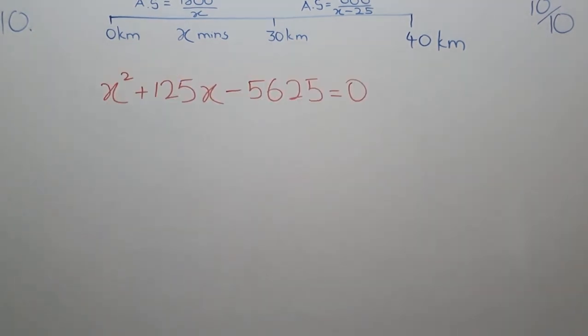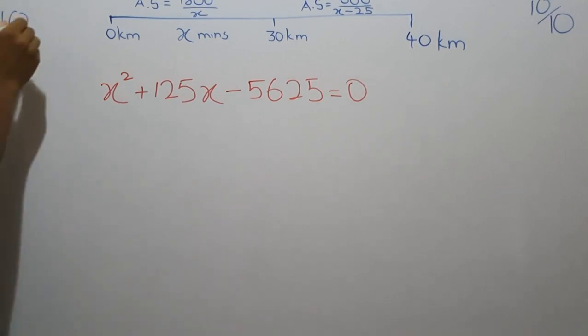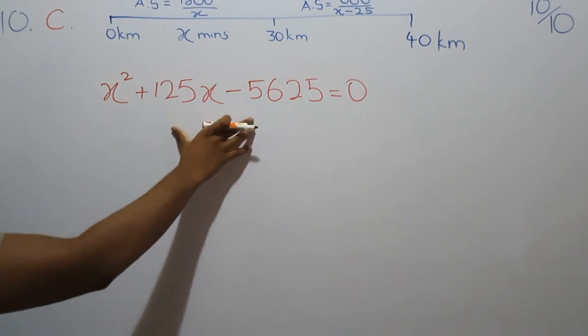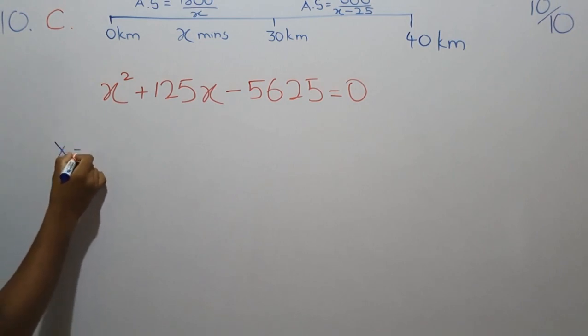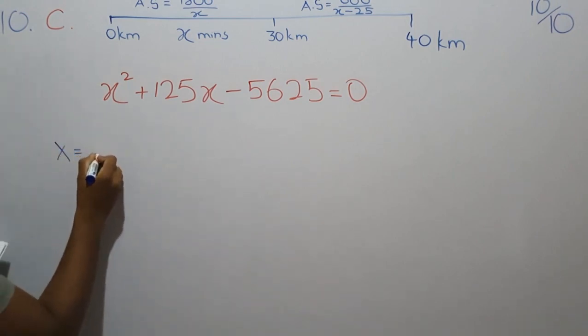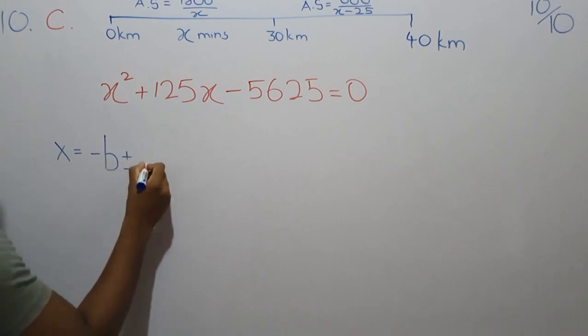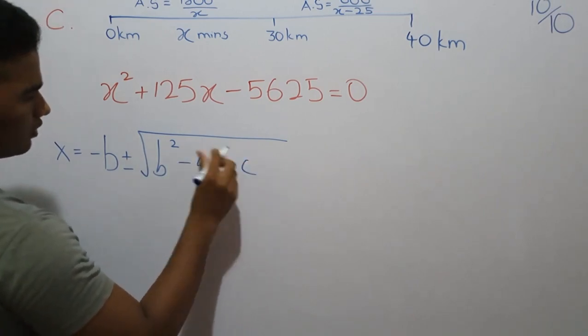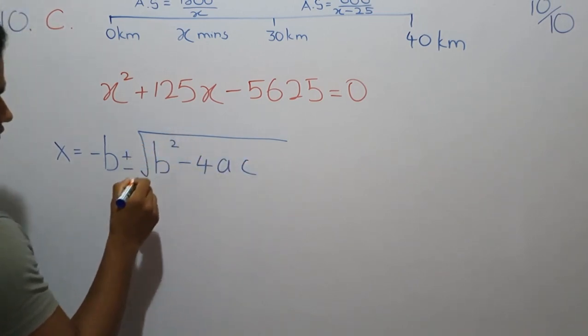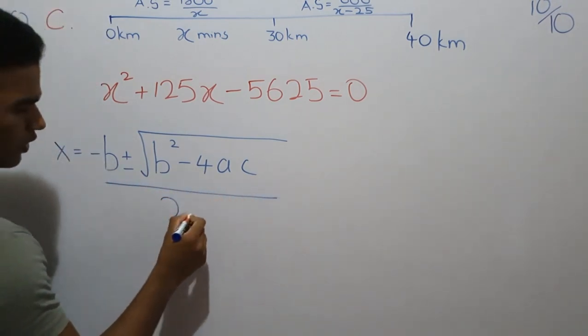So part C, we have an equation which we proved in part B. In part C they are asking, solve this equation, show your working and give each answer correct to one decimal place. So you should use the formula method. The formula is x equals minus b plus or minus square root b square minus 4ac, divided by 2a.